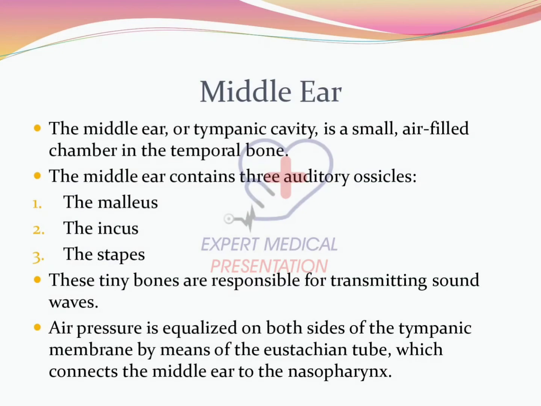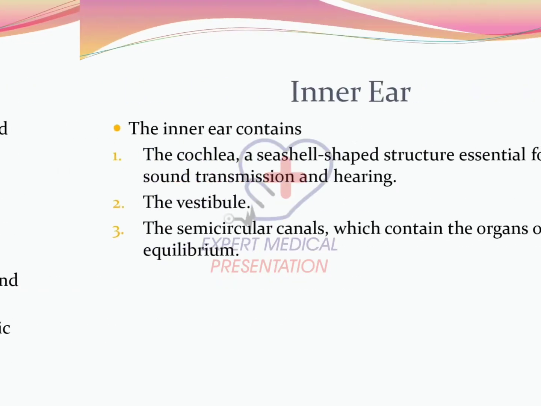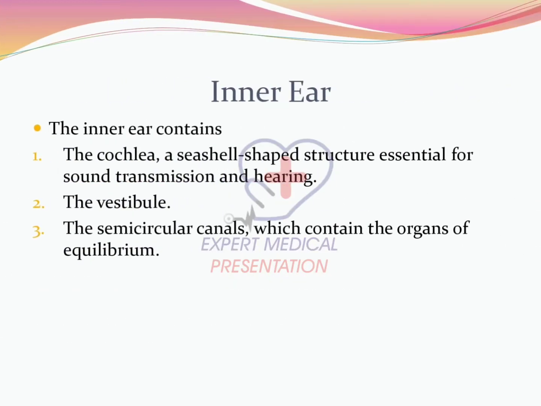Middle ear. The middle ear, or tympanic cavity, is a small, air-filled chamber in the temporal bone. It contains three auditory ossicles: the malleus, the incus, and the stapes. These tiny bones are responsible for transmitting sound waves. Air pressure is equalized on both sides of the tympanic membrane by means of the eustachian tube, which connects the middle ear to the nasopharynx. Inner ear. The inner ear contains the cochlea, a seashell-shaped structure essential for sound transmission and hearing, the vestibule, and the semicircular canals, which contain the organs of equilibrium.